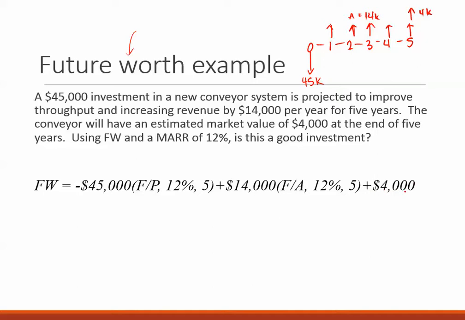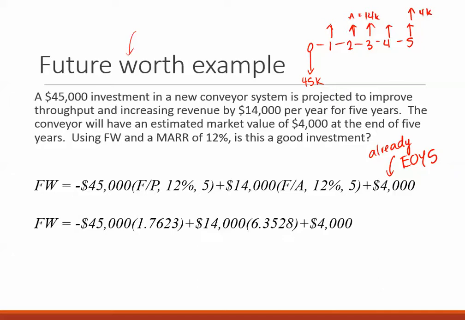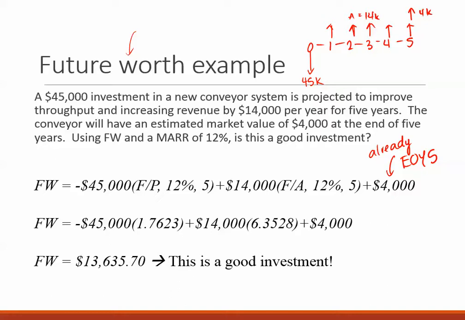Now, why are we not multiplying 4,000 times anything? Because this is already in F. So it's already at the end of year 5. Okay, so if we find these numbers in our compound interest tables, and if we finish this formula, we find that the future worth is equal to 13,635.7. It's a positive number. It is a good investment. Okay, great.